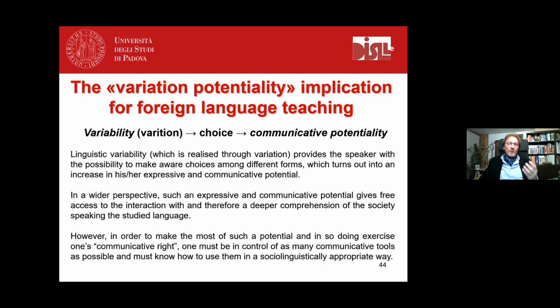So the variation potentiality implication for foreign language teaching that derives from all this is that variability, which is expressed through variation, provides the speaker with the possibility to make aware choices among different forms, which turns into an increase in his or her expressive and communicative potential. So the more variability and the more control you have on variation, the more choices you have at your disposal. And of course, the more choices you have, the more communicatively powerful you become. And this is what I decided to call the variation potentiality implication.